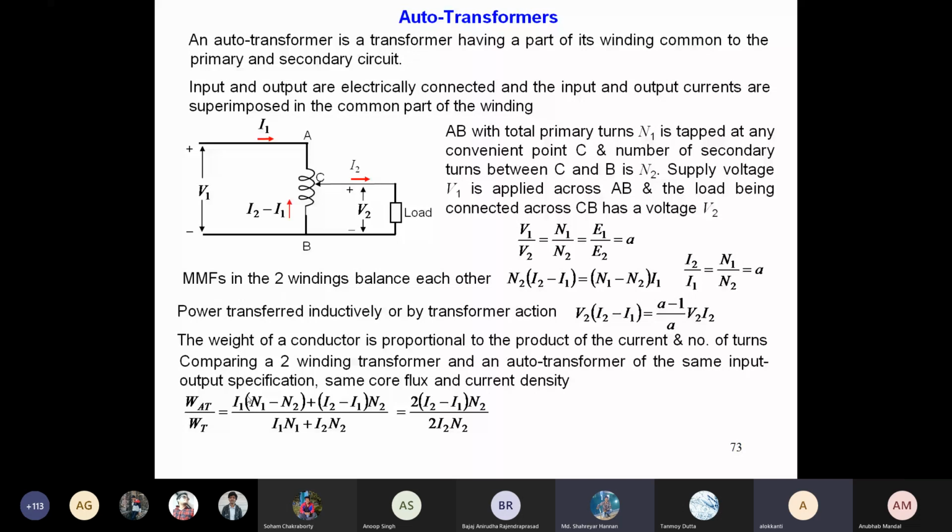Sir, here weight of conductor is actually mass of conductor. Yes, weight means mass. Mass of the conductor, because we are trying to compare a two-winding transformer and an auto transformer which have the same input-output specification, same core flux, same current density. So from here you will get 1 minus I1 by I2.